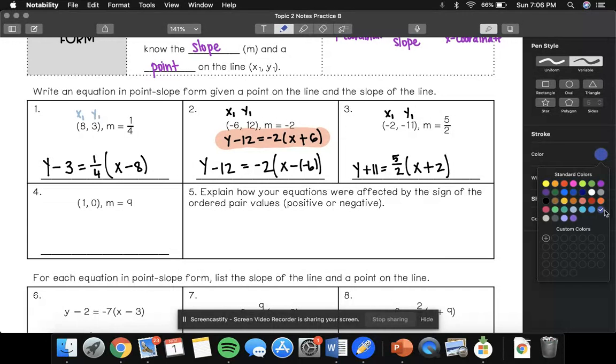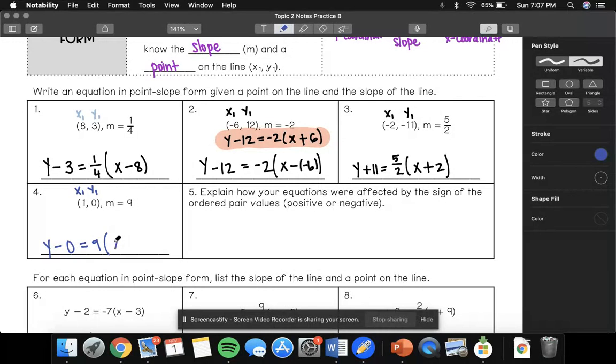All right, for this final one, we have our m, we have our x coordinate, and we have our y coordinate. So y minus y1 equals m times x minus x1.